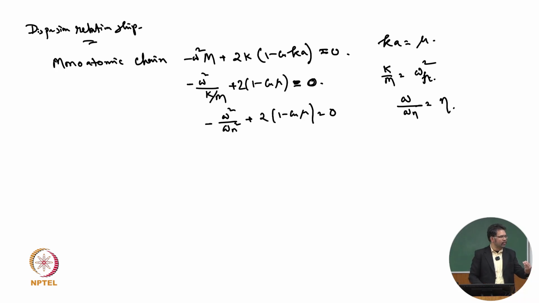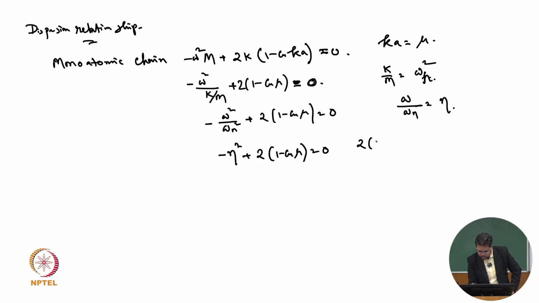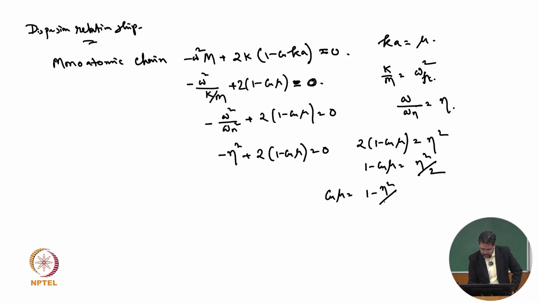Again, another non-dimensional parameter I am introducing here. So I can write eta square plus 2 into 1 minus cos mu equal to 0. So 2 into 1 minus cos mu equals eta square. So 1 minus cos mu equals eta square over 2. So cos mu equals 1 minus eta square over 2.